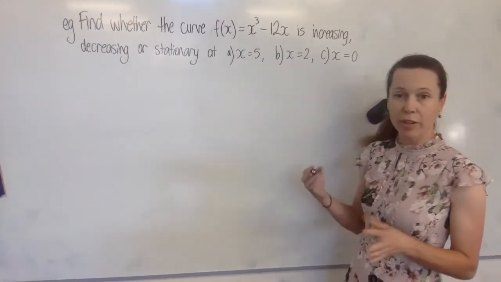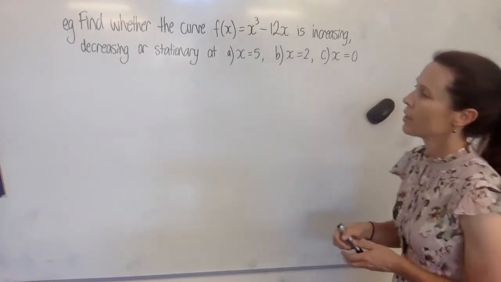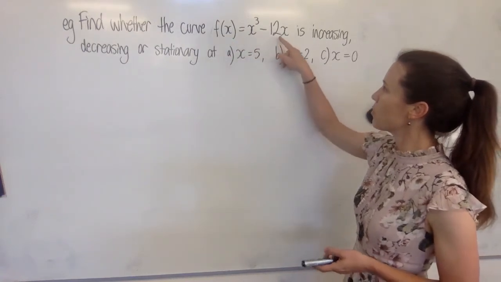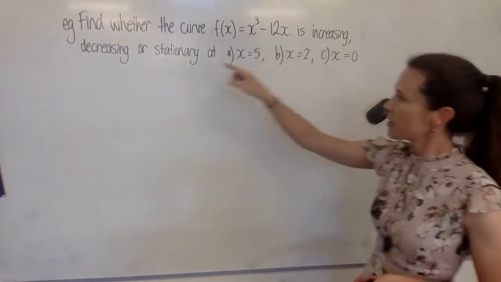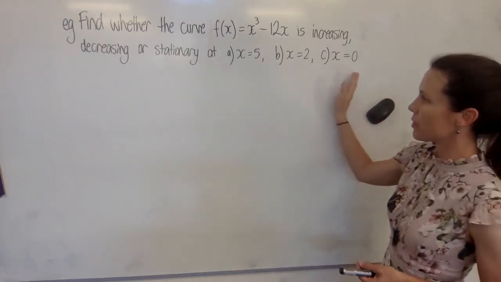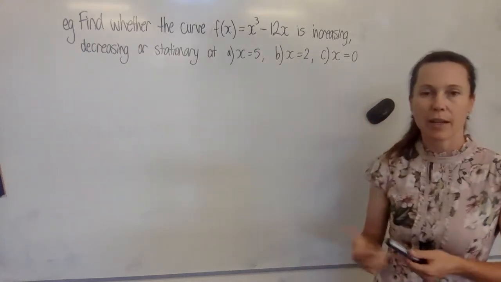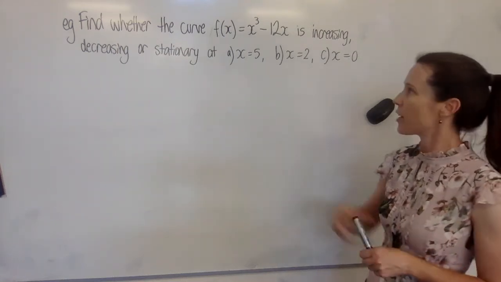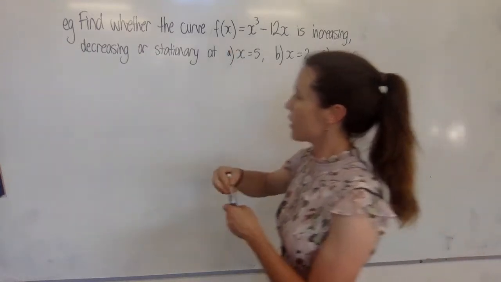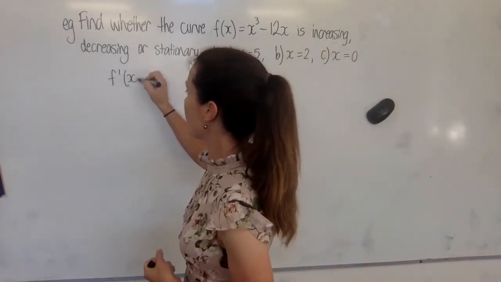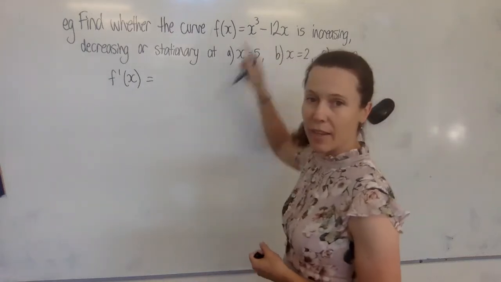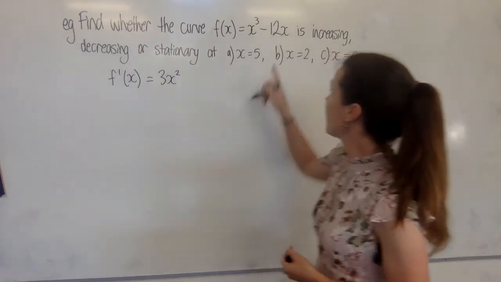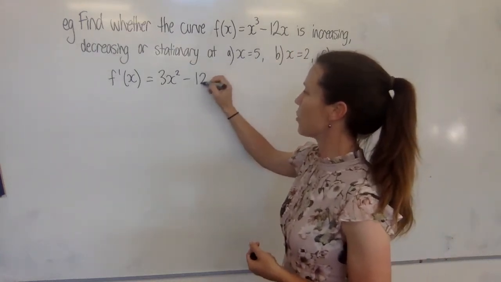Now let's investigate what the gradient is at a bunch of different points on a curve. This example says find whether the curve f of x equals x cubed minus 12x is increasing, decreasing, or stationary at these 3 points, x equals 5, 2, or 0. Now, if we want to find out something about the gradient, the very first thing that we need to do is differentiate the curve. Now, it's written as f of x, so I'll make my first line f dash x, and I'll differentiate this x cubed by bringing the 3 down and replacing the cubed with squared, and differentiating the second part, I get minus 12.